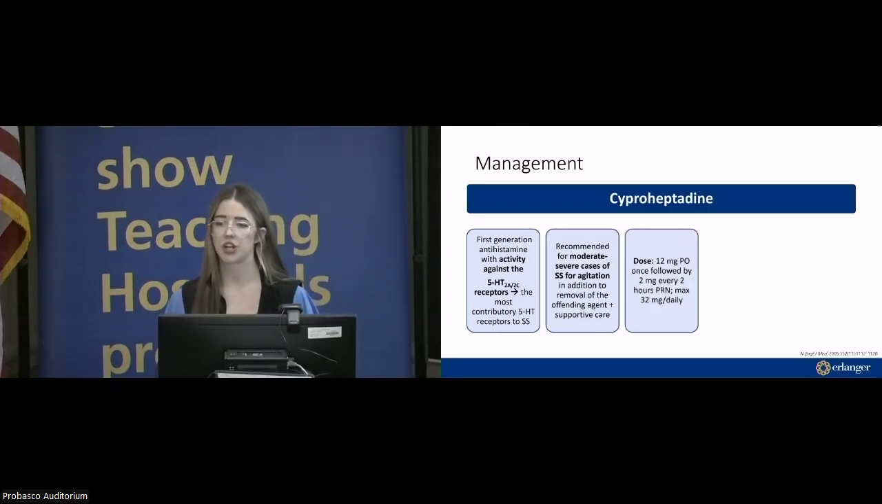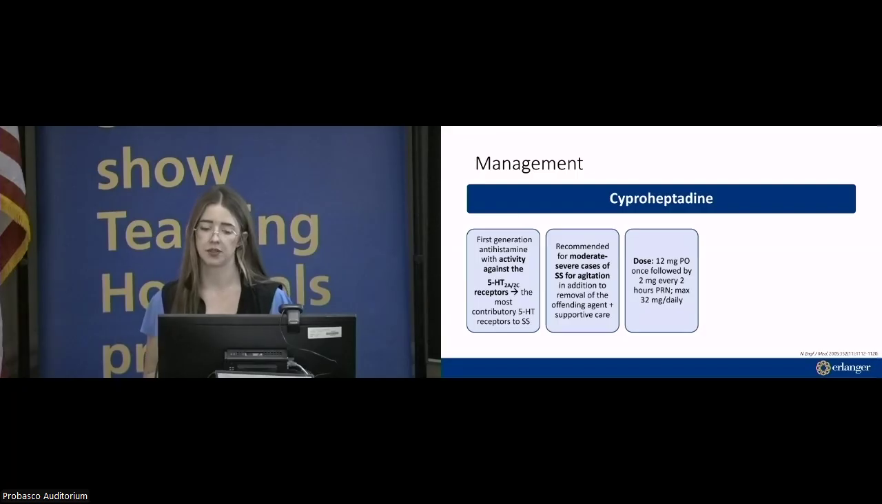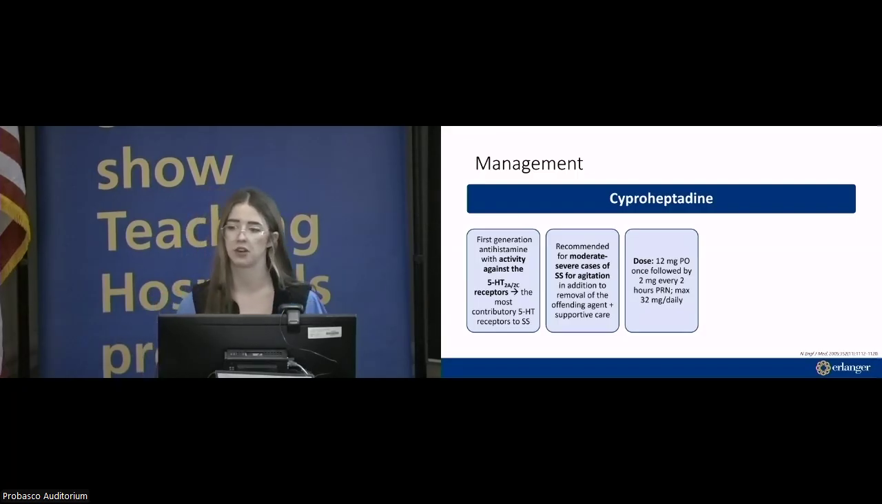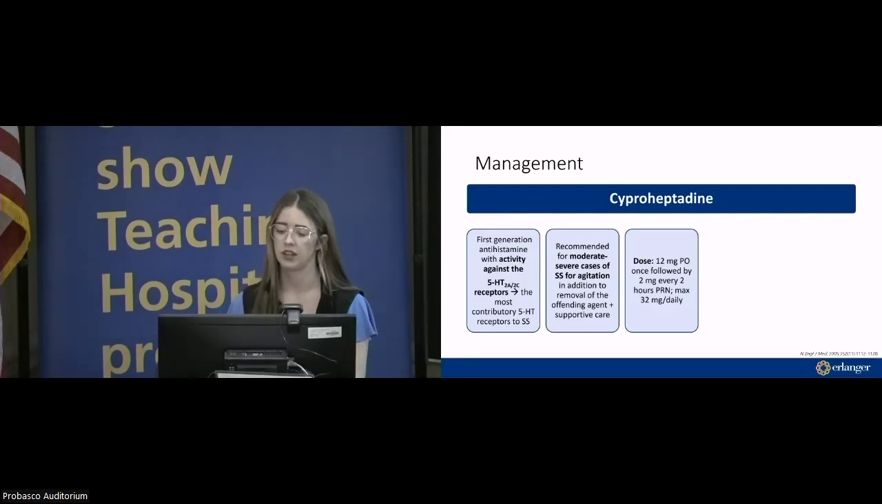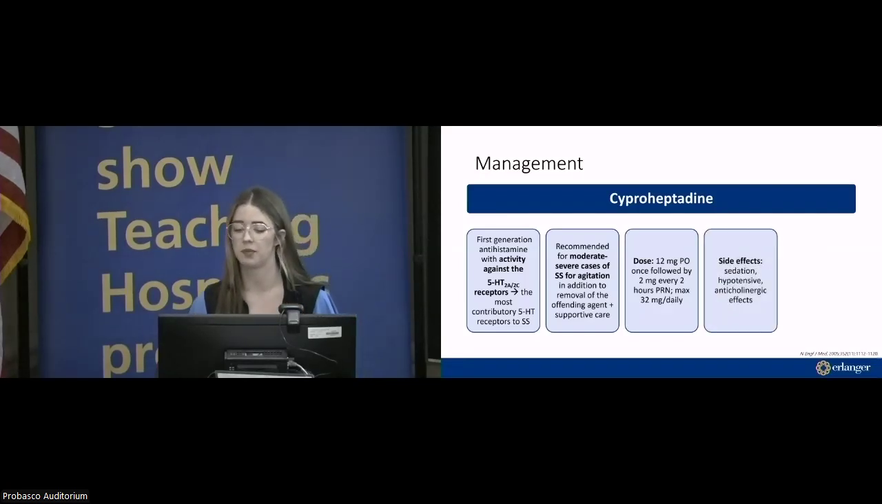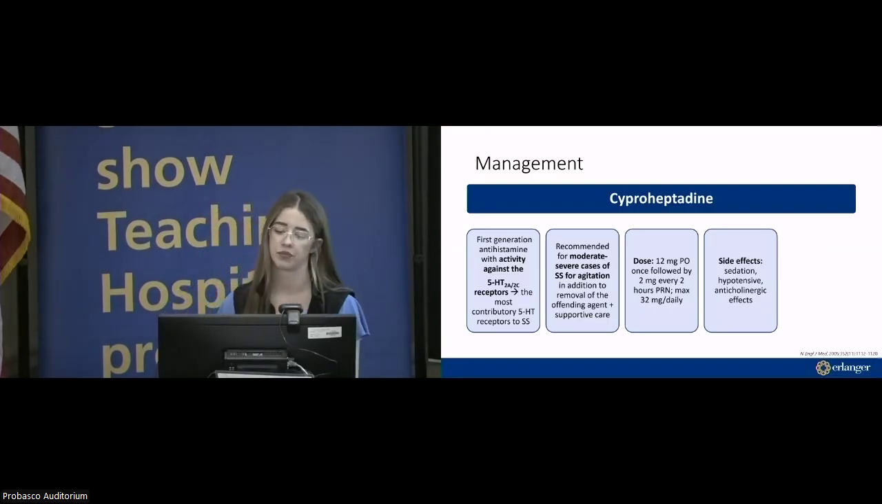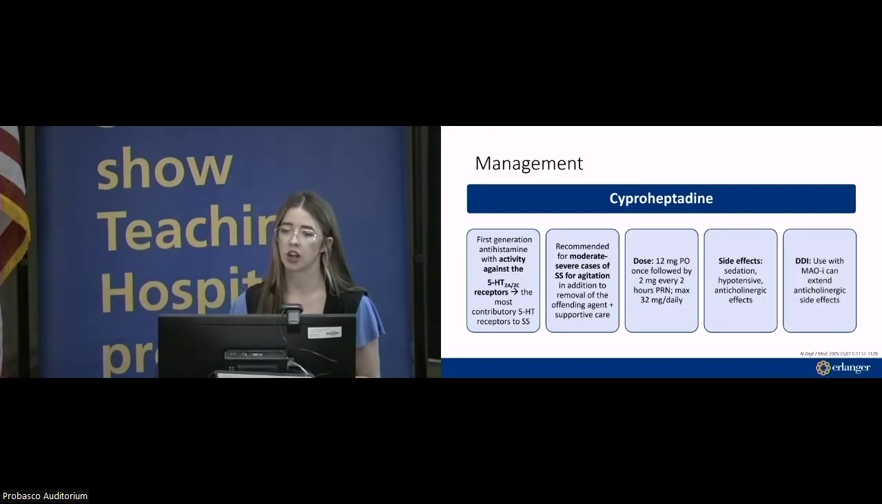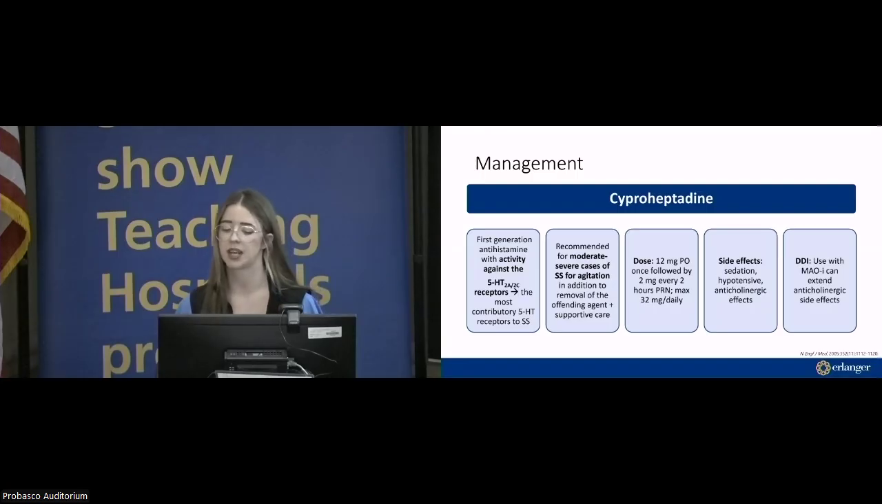The typical dosing strategy is 12 milligrams once, followed by 2 milligrams every 2 hours as needed, up to a maximum dose of 32 milligrams daily. Adverse effects include sedation, hypotension, and anticholinergic effects such as dry mouth and urinary retention. You want to use caution with concurrent MAO inhibitors, which can prolong cyproheptadine's anticholinergic side effects and further complicate the clinical picture.